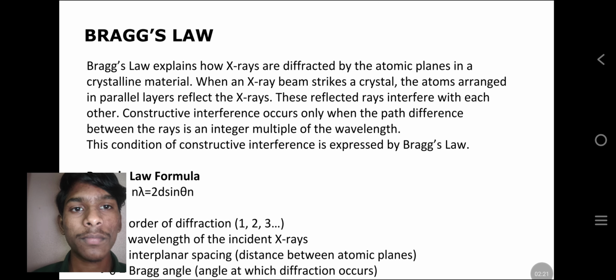Formula: n lambda equals 2d sin theta, where n is the order of the diffraction 1, 2, 3, lambda is the wavelength of the incident X-rays, d is the interplanar spacing, the distance between the atomic planes, and theta is the Bragg angle at which diffraction occurs.